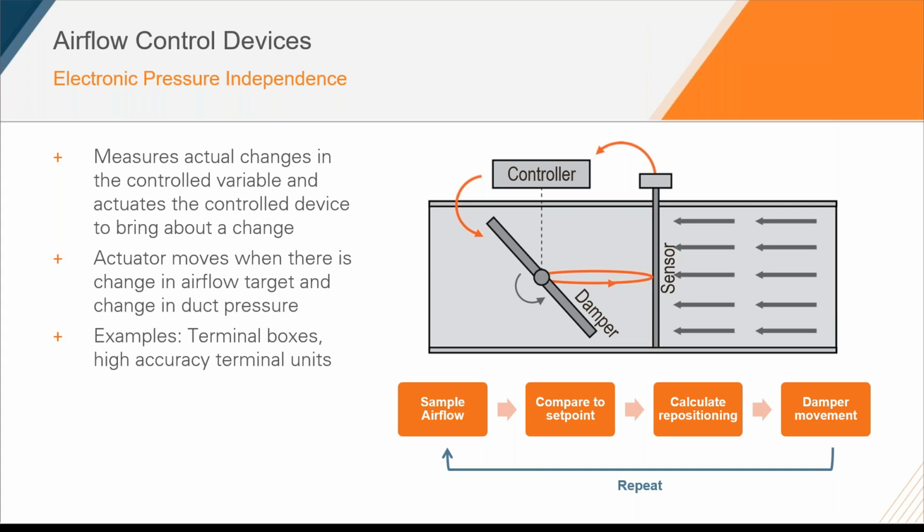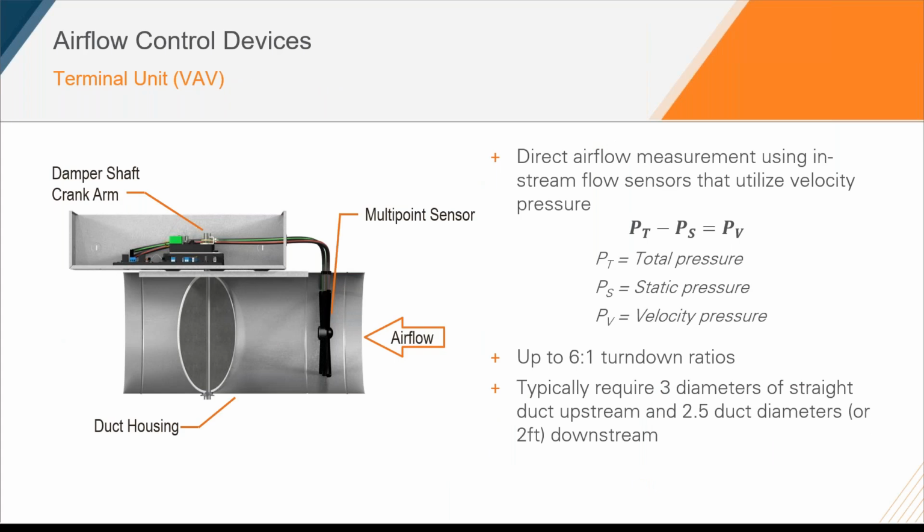With these electronic pressure independent air valves, we would expect that the actuator will move when there is either a change in the airflow target or a change in the duct pressure. Once again, these will include our terminal boxes or our high accuracy terminal units. So we're going to get started by talking about our first air valve technology, which is the terminal unit or your classic VAV box.